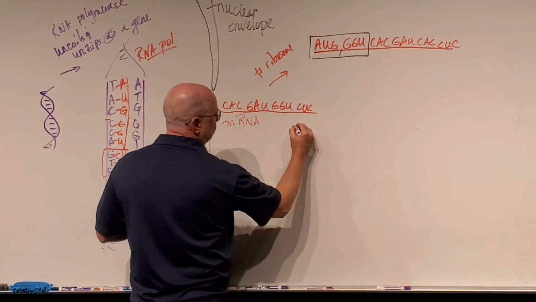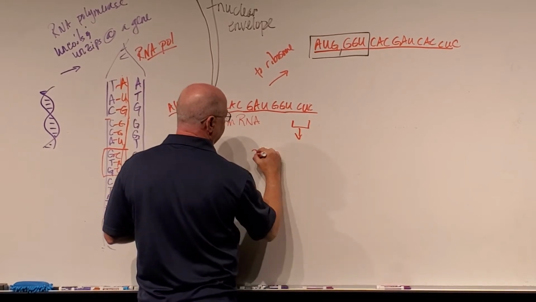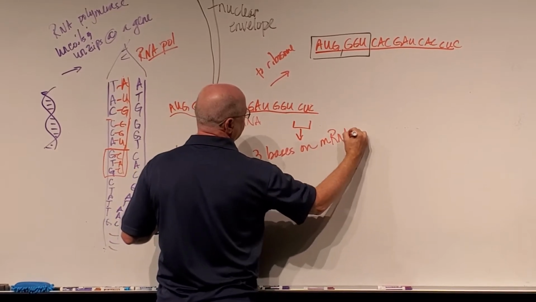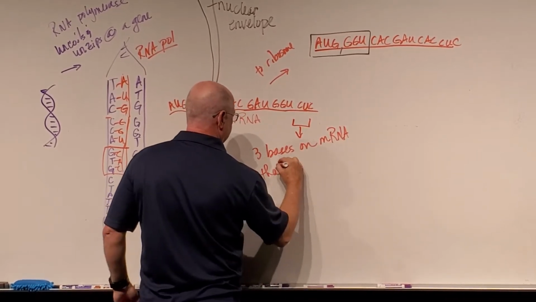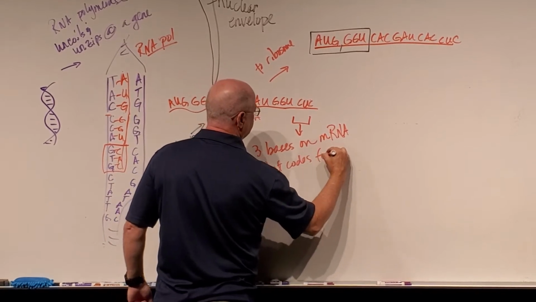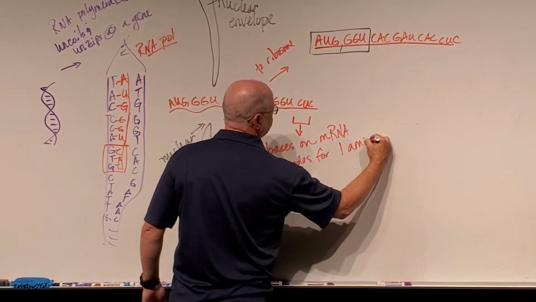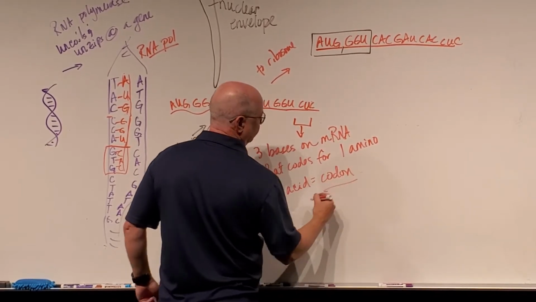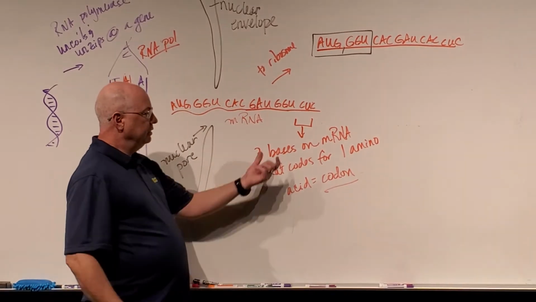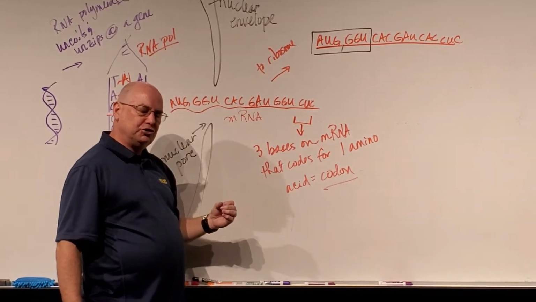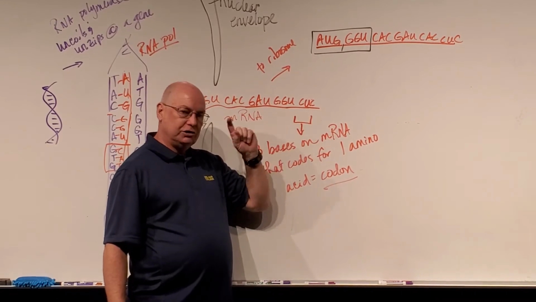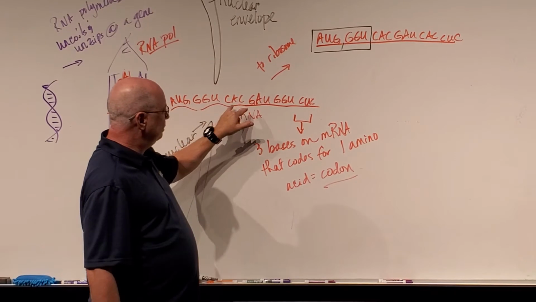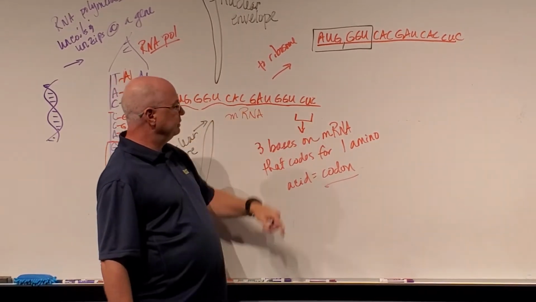But a series of 3 bases on mRNA that codes for 1 amino acid is called a codon. You need to know that definition. A series of 3 bases on a messenger RNA molecule that is the instructions for 1 amino acid is called a codon. So I have several codons here. I actually have 1, 2, 3, 4, 5, 6 codons here.